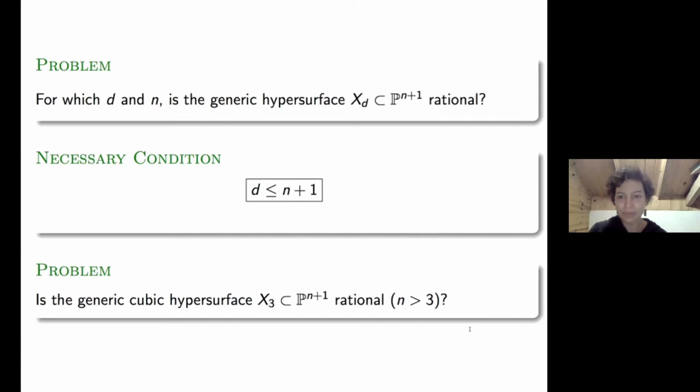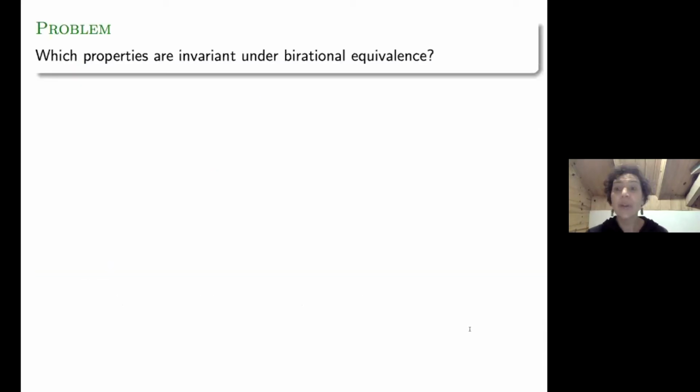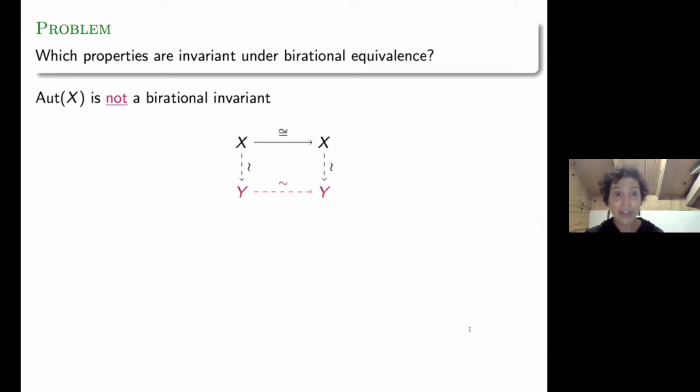Okay, so now if you want to address a problem like this, one natural question is, which properties are invariant under birational equivalence? And here, remember, the title of my talk is Symmetries in Algebraic Geometry. So now we will introduce a second notion of symmetry. We've been looking at the automorphism group, and for this particular type of problem, the automorphism group is not the right group of symmetries to look at, because the automorphism group is not a birational invariant.